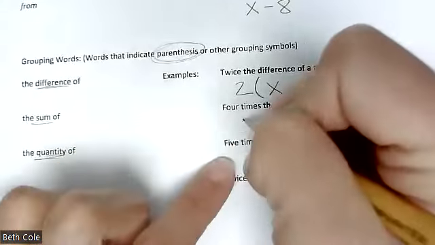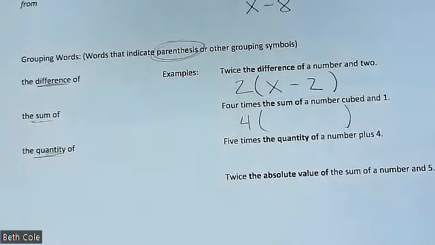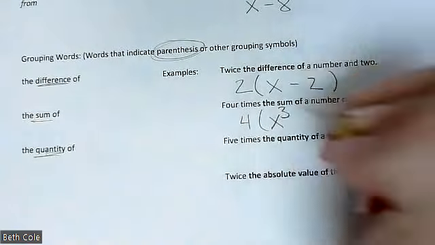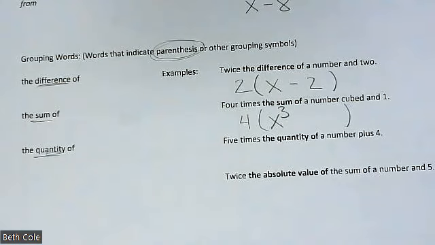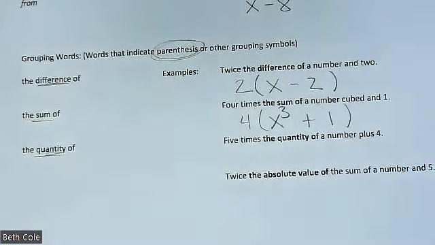4 times the sum. So you're going to have 4 times something that's in parentheses. And sum means what? Addition. Good. So it's the sum of a number cubed and 1. So a number cubed would look like that, the x with the little 3. And then plus 1. So a number cubed and 1.